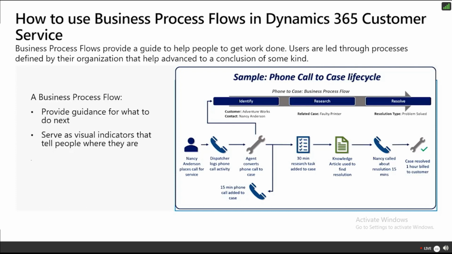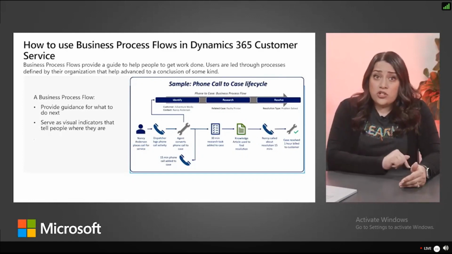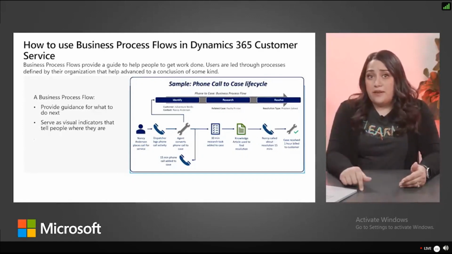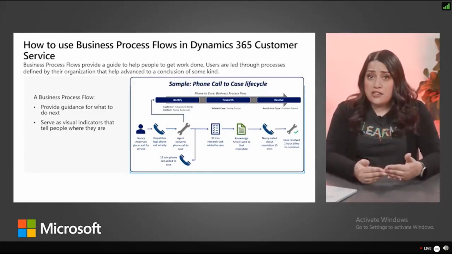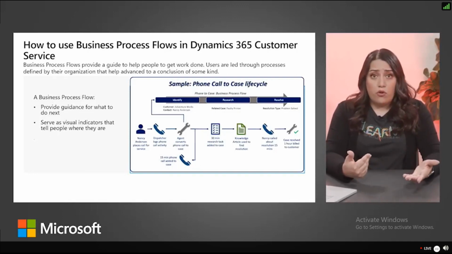What the agent is then going to do is move us into the research stage. This is where our agent is doing any type of research and trying to find a solution. So let's say that they spend 30 minutes researching, and part of that time they're looking at the issue in a knowledge article. Well, the agent takes that article and emails Nancy. And the agent creates a task that describes what was done and how long it took. And in this case, it was 30 minutes total.